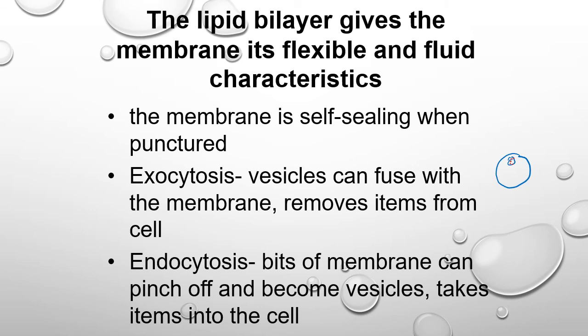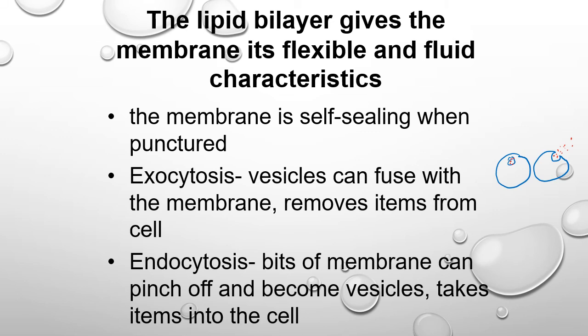And that little vesicle then is going to move to the surface of the cell. It's going to open up and allow that contents to leak out. And so we're going to do exocytosis in that way.